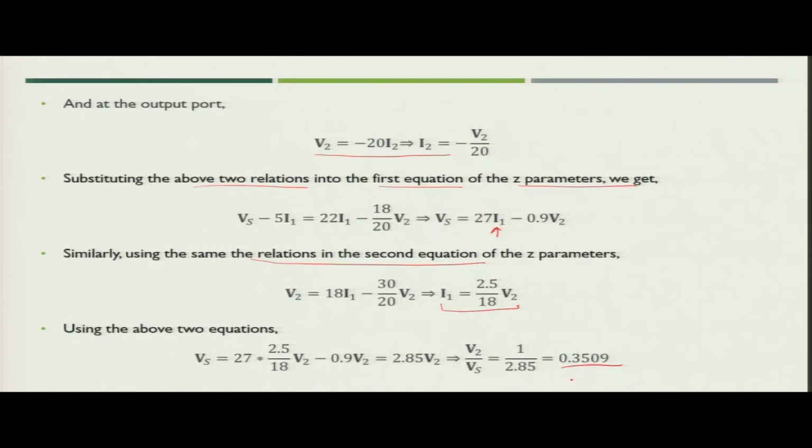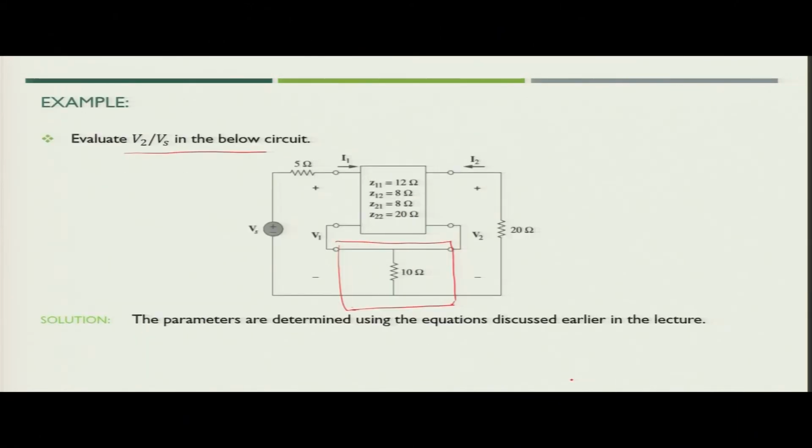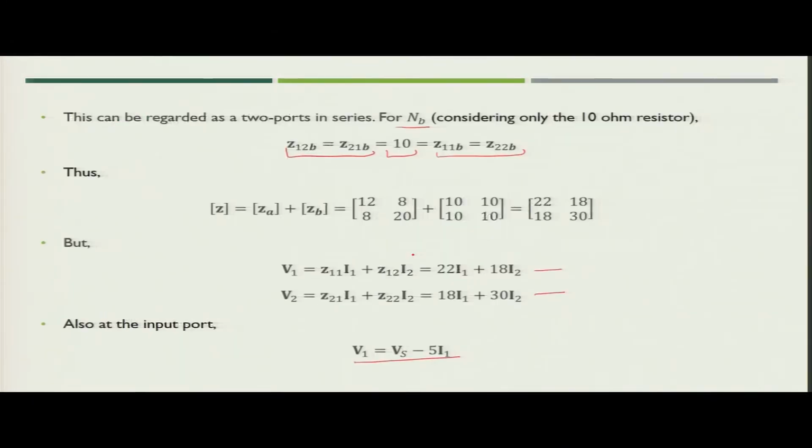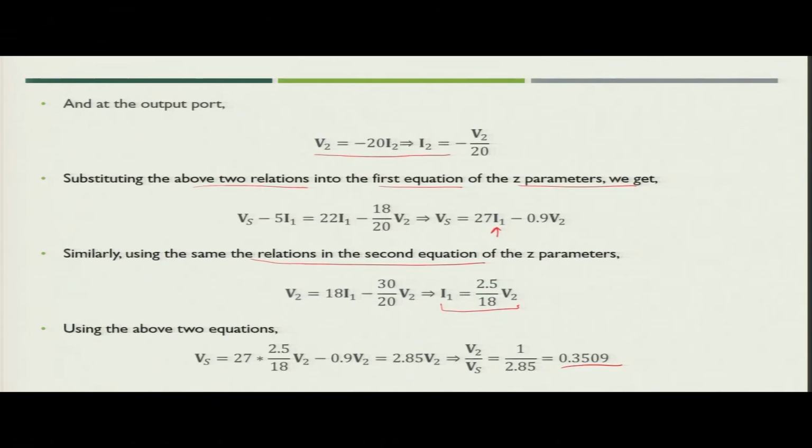0.3509. So, you can see that the given circuit can be converted into 2-port sub networks, and since in this case the networks are connected in series, we can utilize the Z parameters to find the answer, that is V2 by Vs, in this particular example.